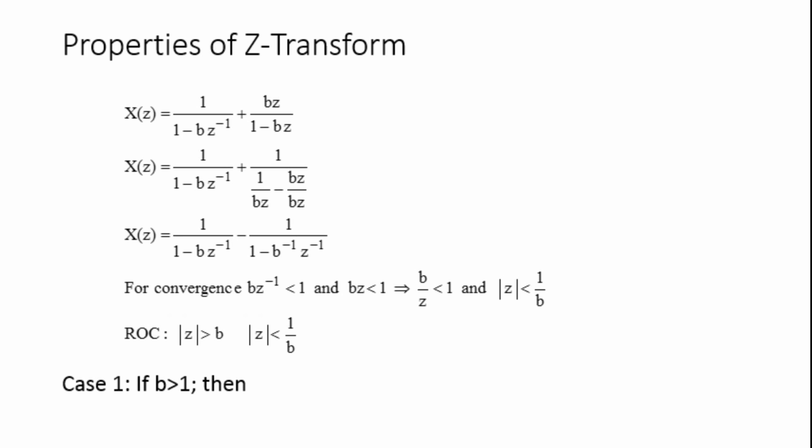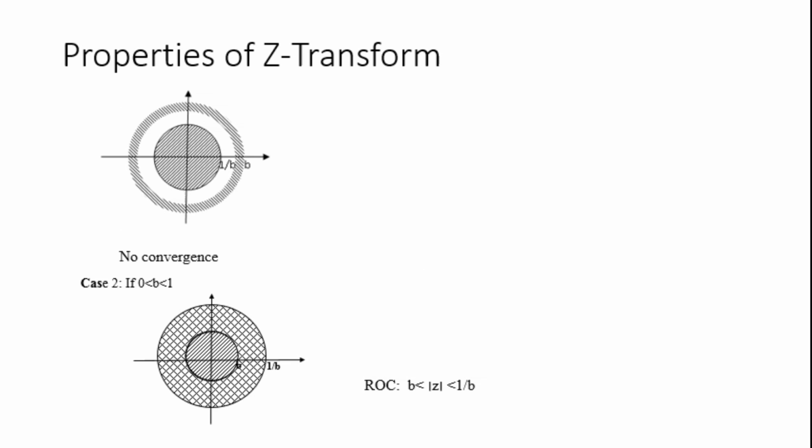In the first case, if b is greater than 1, then no convergence occurs. It is shown in the given figure with 1 by b and b drawn. And in the second case, if b varies between 0 and 1, as shown in the figure, then the ROC is mod of z between b and 1 by b.